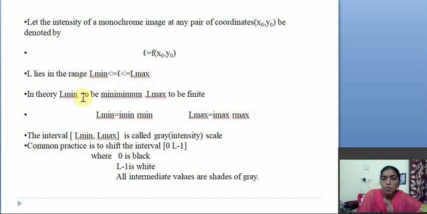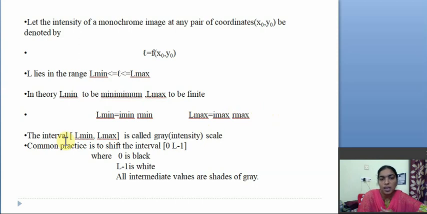What is the L minimum and what is the L maximum here? L minimum depends on I and r. I minimum into r minimum is nothing but L minimum. What is the L max here? I maximum into r maximum. So now, what is the L range? L minimum to L max: I minimum times r minimum to I maximum times r maximum.